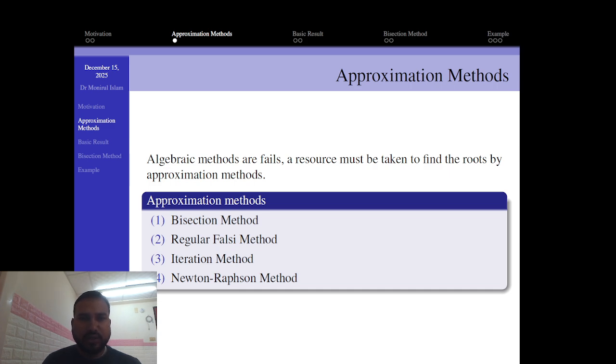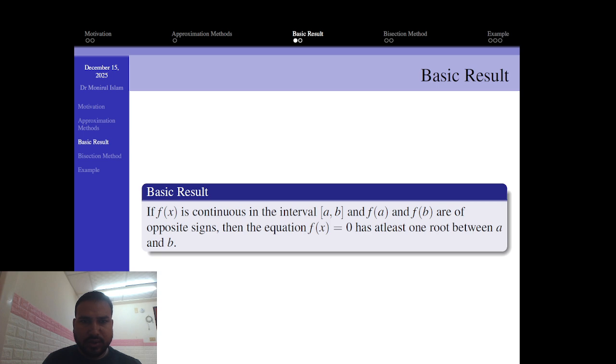Before I start the bisection method, there is a famous result. If f of x is continuous on the closed interval [a, b], and f of a and f of b are of opposite sign, that means if f of a is positive then f of b is negative, or if f of b is positive then f of a is negative, then the equation f of x is equal to 0 has at least one root between a and b.